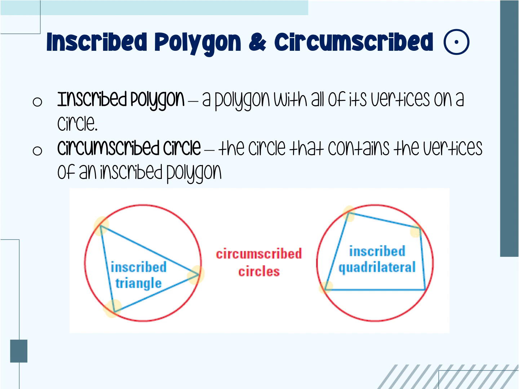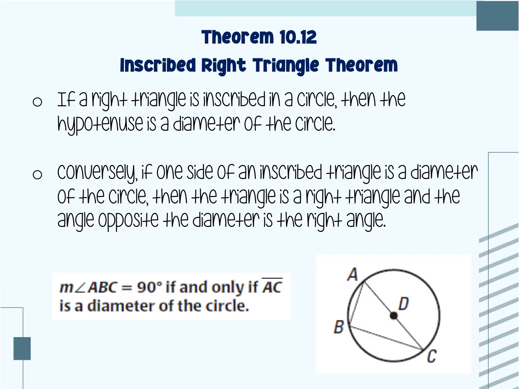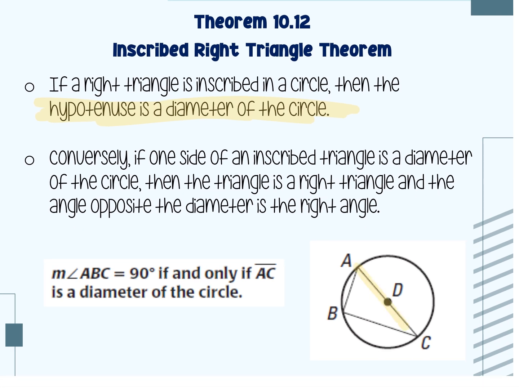So we have dealt with quadrilaterals. Please remember this one property for a quadrilateral. So looking here, one thing you need to know when you are dealing with triangles in a circle, this is super important: your hypotenuse is your diameter of the circle. So I'm going to highlight it. This is my diameter of the circle.